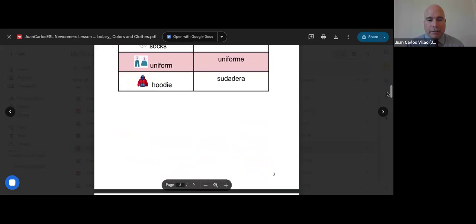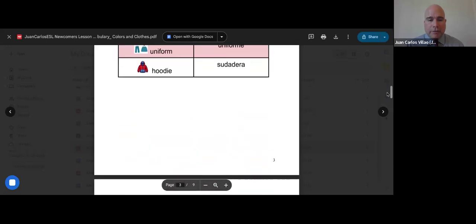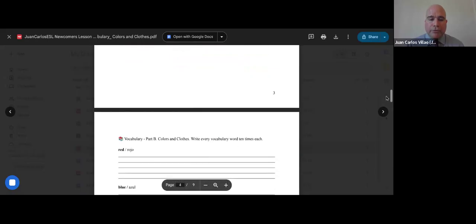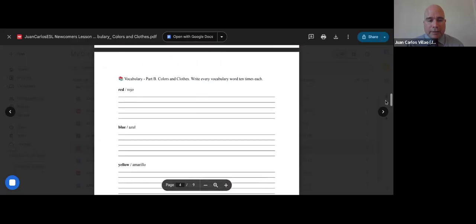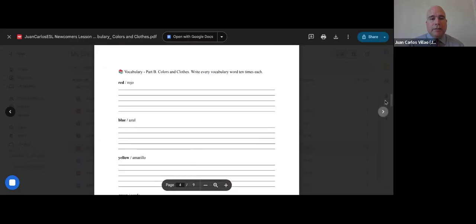So that is part A, which is 3 pages long. When you get to page 4, cuando lleguen a página 4, es parte B del ejercicio. So part B, vocabulary part B, colors and clothes. Write every vocabulary word 10 times each.